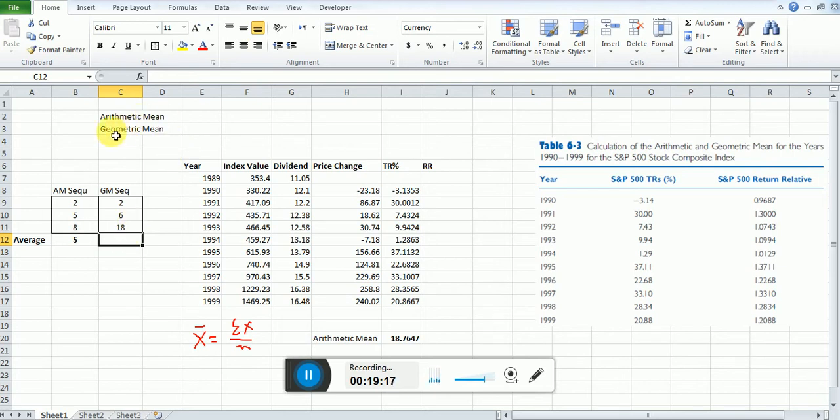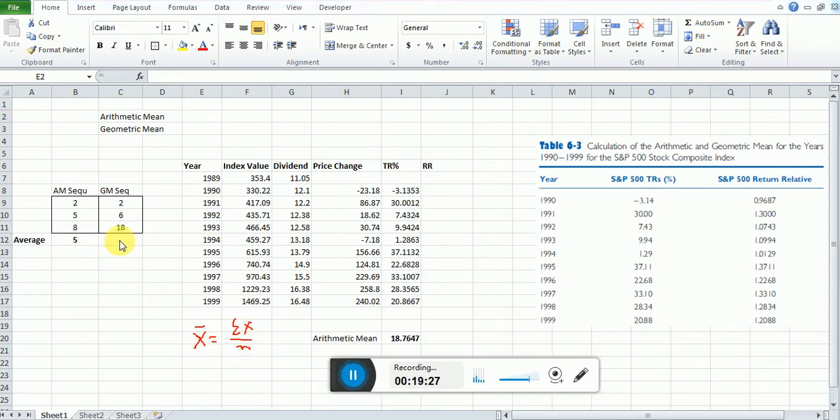Okay, as I've explained, what is the arithmetic mean? The arithmetic mean is x bar is equal to summation x over n. How can you compute the geometric mean here? Okay, you have to take the product of all these values, right? Take the product of all these values, and then you have to take the square root.